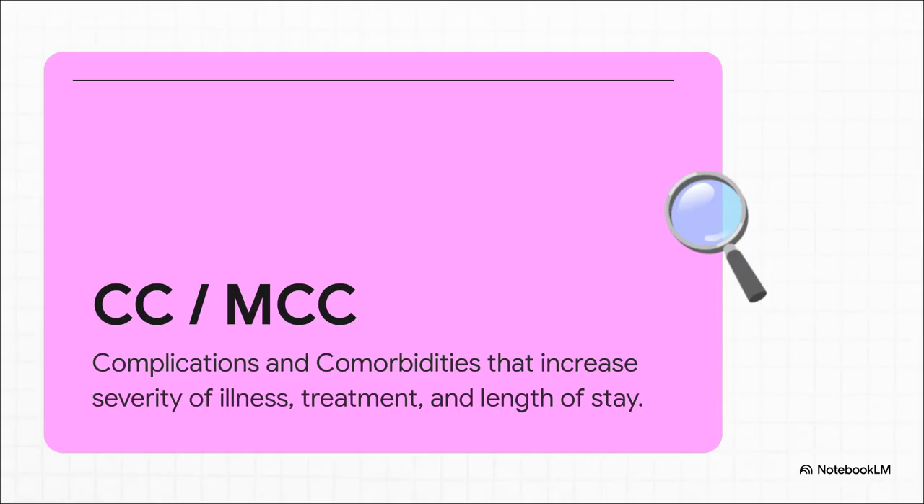Now, what's really interesting here is how we define complications and comorbidities, our CCs, and major CCs, our MCCs. Basically, these are secondary conditions that either coexist at the time of admission or develop later on. They increase the severity of illness, they demand complex treatment, and they extend the patient's length of stay. Think of them as massive multipliers that can drastically shift the base relative weight of a hospital stay. Literally, just a single MCC can transform a baseline payment into a substantially higher reimbursement tier. And that's absolutely crucial, because it accurately reflects the true cost of caring for that critically ill patient.